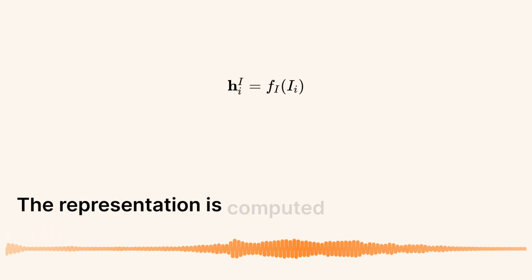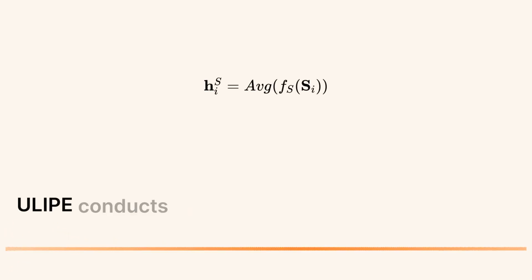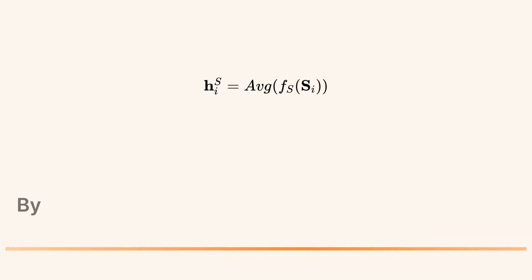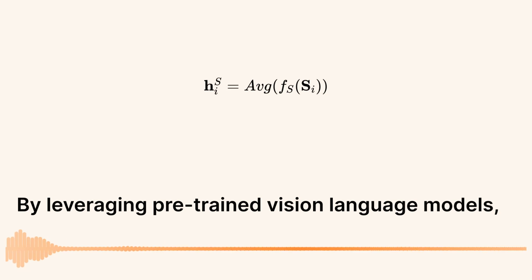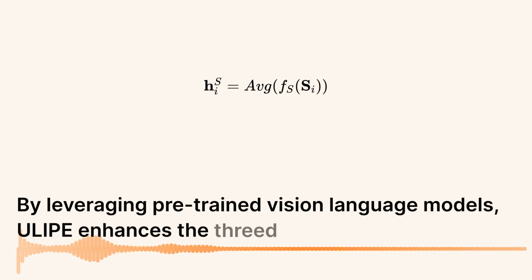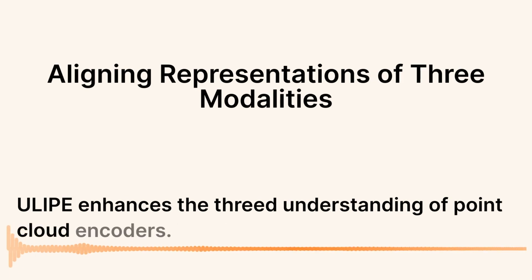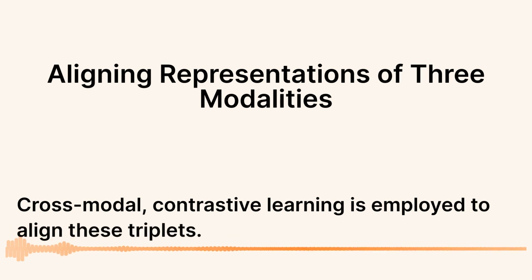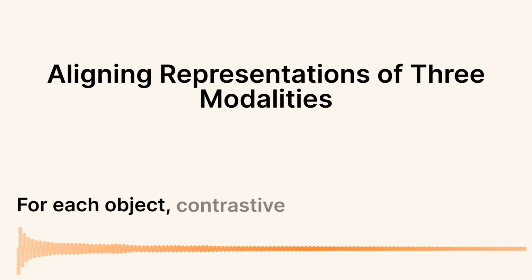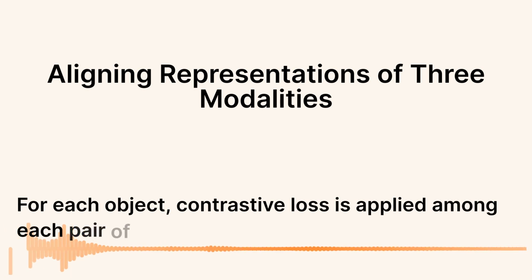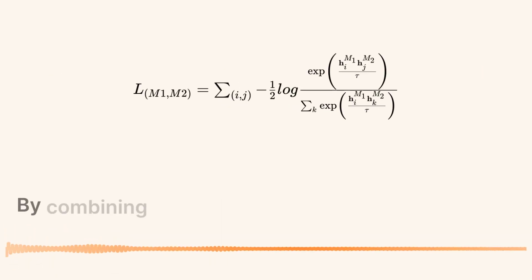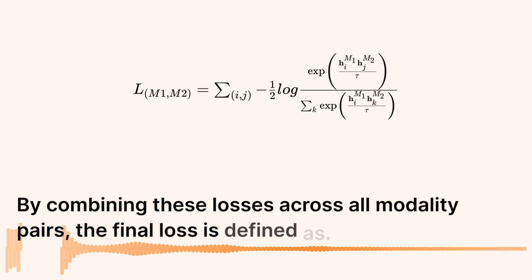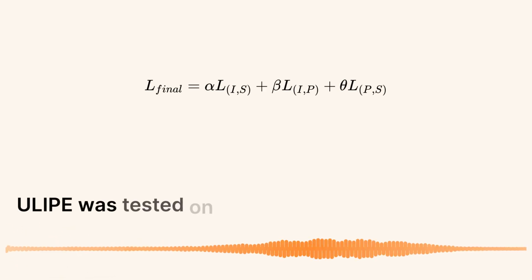The representation is computed as follows. ULIP conducts pre-training to align these triplets in the same feature space. By leveraging pre-trained vision language models, ULIP enhances the 3D understanding of point cloud encoders. Cross-modal contrastive learning is employed to align these triplets. For each object, contrastive loss is applied among each pair of modalities as follows. By combining these losses across all modality pairs, the final loss is defined as follows.